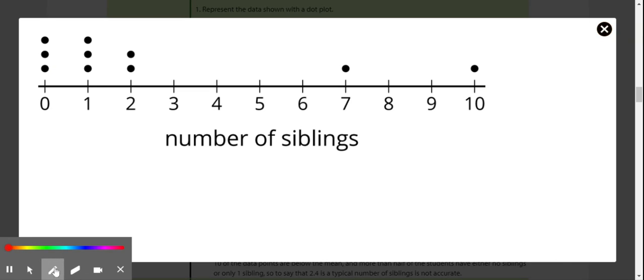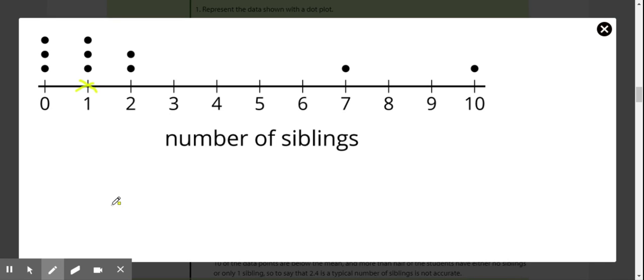Let's go ahead and think about what the typical person had in this class. So I'm going to color that yellow. With typical being most of the students were on the lower end, I would say typical would be somewhere around 1. So the typical person in this class had at least one sibling.